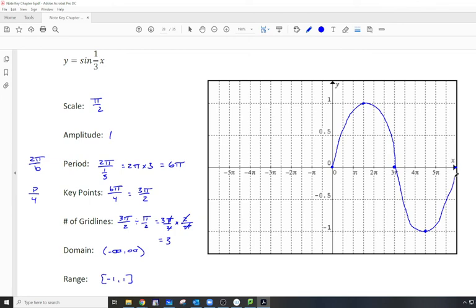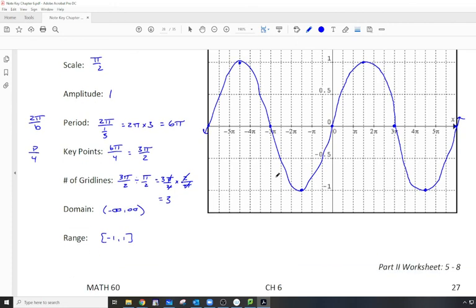So one way of checking to make sure you did it right is that if you do the key points thing, you should end on whatever your period is, right? So since my period was 6 pi, using 3 grid lines got me there. So then I'm pretty sure I did it right. So I'm going to go the other way as well. 0, 1, 2, 3, up to 1, 1, 2, 3, back down to 0. And I'm going to connect my dots. And that is y equals sine of a third x. All right, so that is the end of the second video. This is the transformation of b.